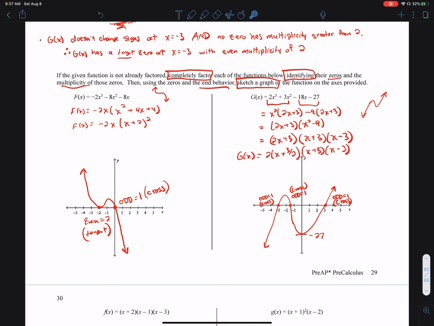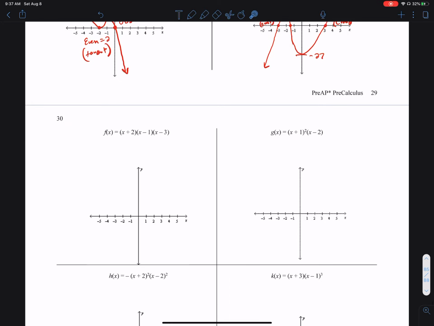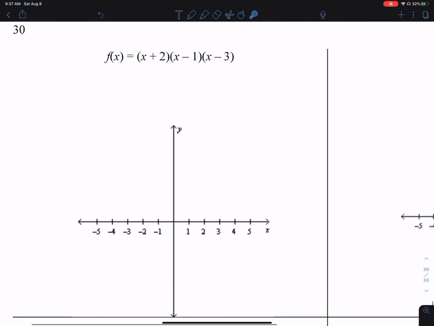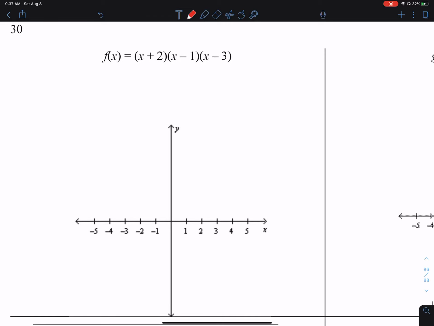All right, let's see if we can do some more of these fellas. Hey, this one's already factored. That's going to make this easier. The zeros for this are negative 2, an odd multiplicity, positive 1, odd multiplicity, and positive 3, odd multiplicity. What about the end behavior? For the end behavior, we need to multiply this whole thing out, which I don't want to do. We only care about the leading term.